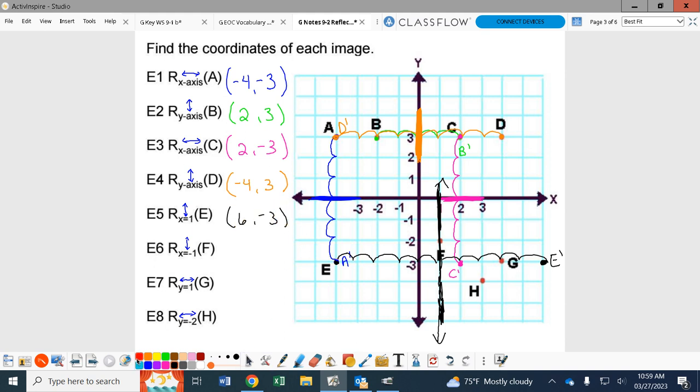Let's do the next one. What haven't we done? Red. I'm going to do red for the next one. Okay, I got point F. Where's F? F is right here. I got to reflect across a vertical line at -1. Guys, here's -1. Draw a vertical line through -1. This is the vertical line we're reflecting across.